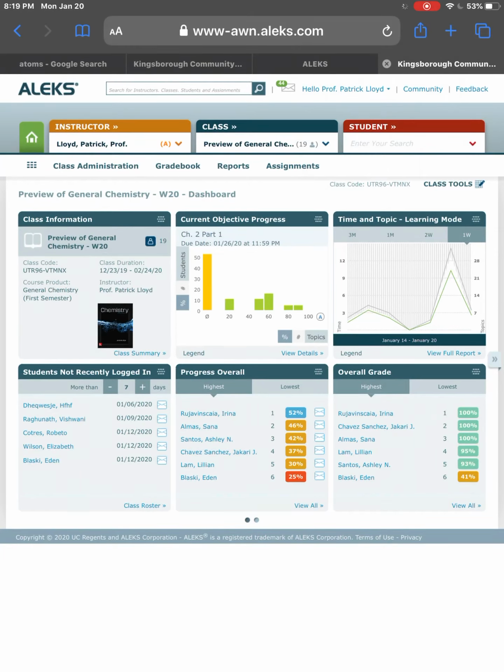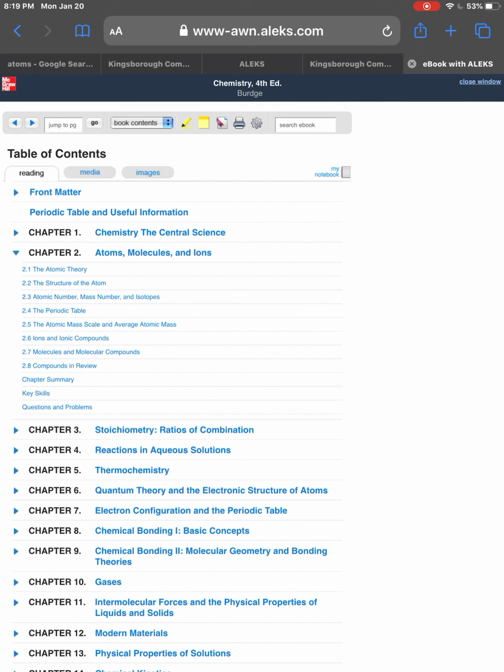We're going to do an overview of Chapter 2 from the Burge textbook. So Chapter 2 has 8 sections in it. It begins by talking about atomic theory and the structure of the atom. Then it goes through some simple arithmetic of the structure of the nucleus. Then a brief overview of the periodic table, and then some discussion of atomic mass. And then a relatively comprehensive view at naming what are called binary compounds.